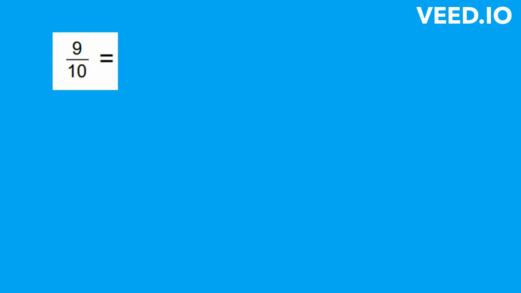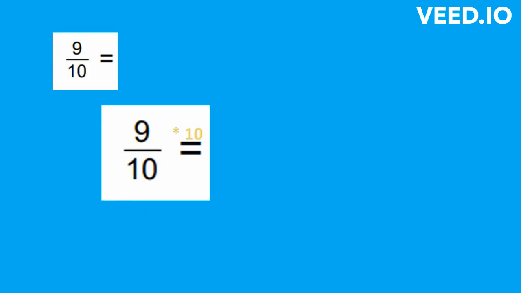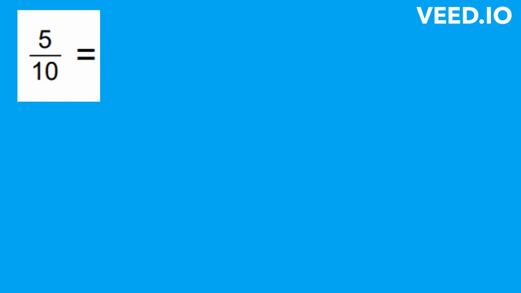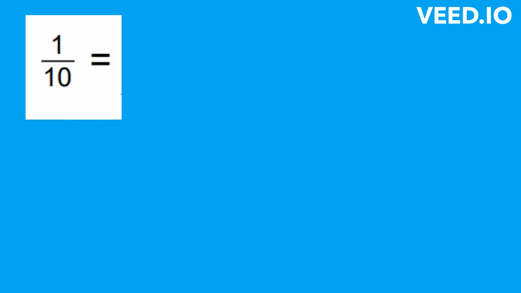Same way 9 over 10 is 90%. Whenever we have by 10, we just multiply it by 10 to get the percentage. So 3 over 10 is 30%. 2 over 10 is 20%. 5 over 10 is 50%. You can write it in the form of a question mark, or you can just multiply it by 10.